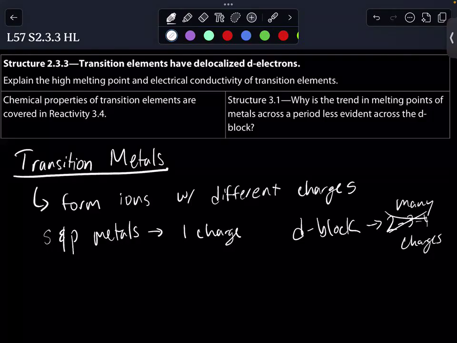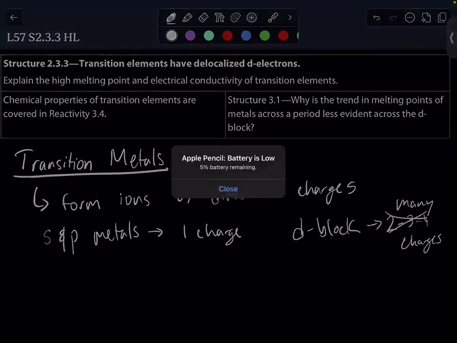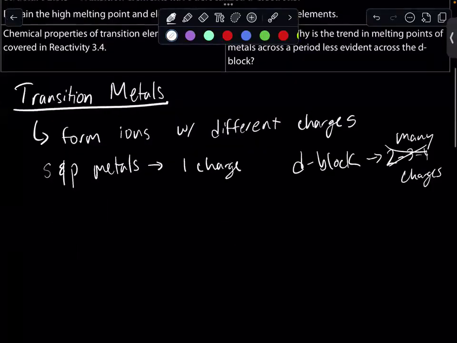Now there is an exception, which we learned about when we first talked about transition elements, which was zinc. We're not going to be talking about zinc throughout this because it only has the one charge of 2+. However, we will refer to most of these as our D block metals, and we have to know that they have these different charged cations.